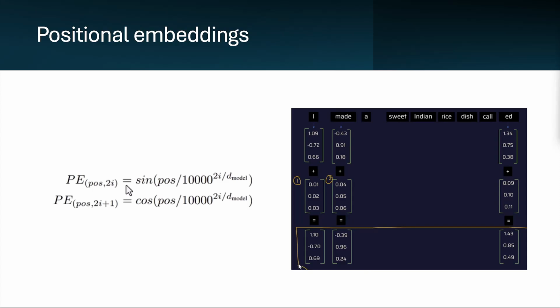Positional embeddings provide the model with information about the order of words in a sentence, since transformers process the entire input sequence in parallel. The location of the word matters because if you put the word made before I, it will change the meaning of the sentence.